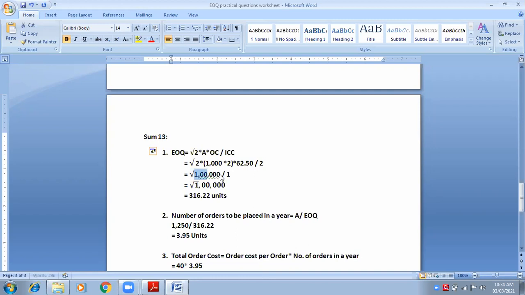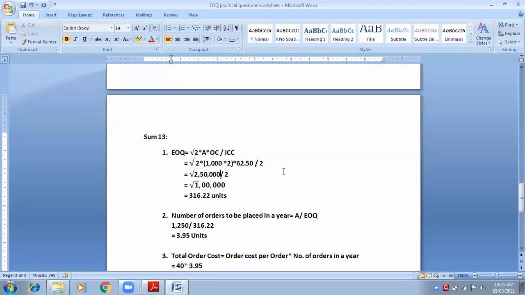See, very simple. First of all, it is divided by 2 and the numerator, let us solve the numerator. Let us solve the bracket first. 1000 into 2, what is the answer of the bracket? 2000. 2000 into 2, do it in the calculator. 4,000. 4000 into 62.50 is 2,50,000. Very good.